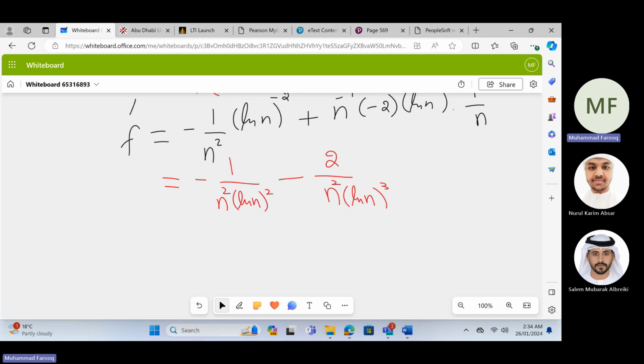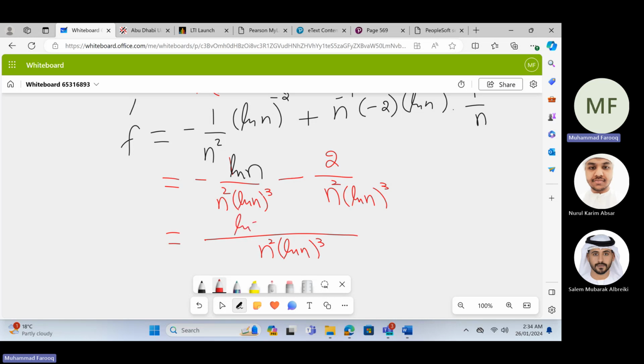So what should I multiply here? ln n. Very good. When you multiply ln n up and down, what does it become? Cube. Yes. I multiply ln up and down. So down, before it was 2, it becomes 3. Clear? Yes. What is the common denominator now? n square and ln n power 3. Up is what? ln n minus 2.